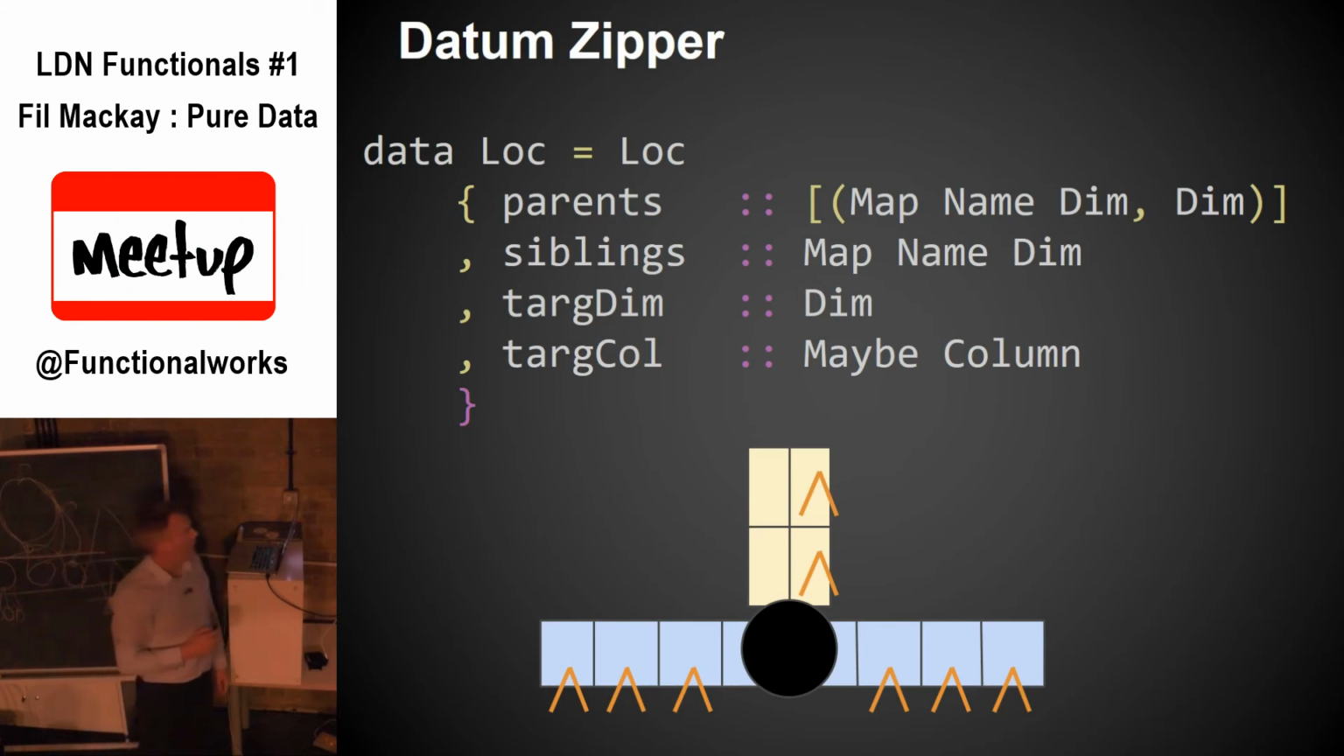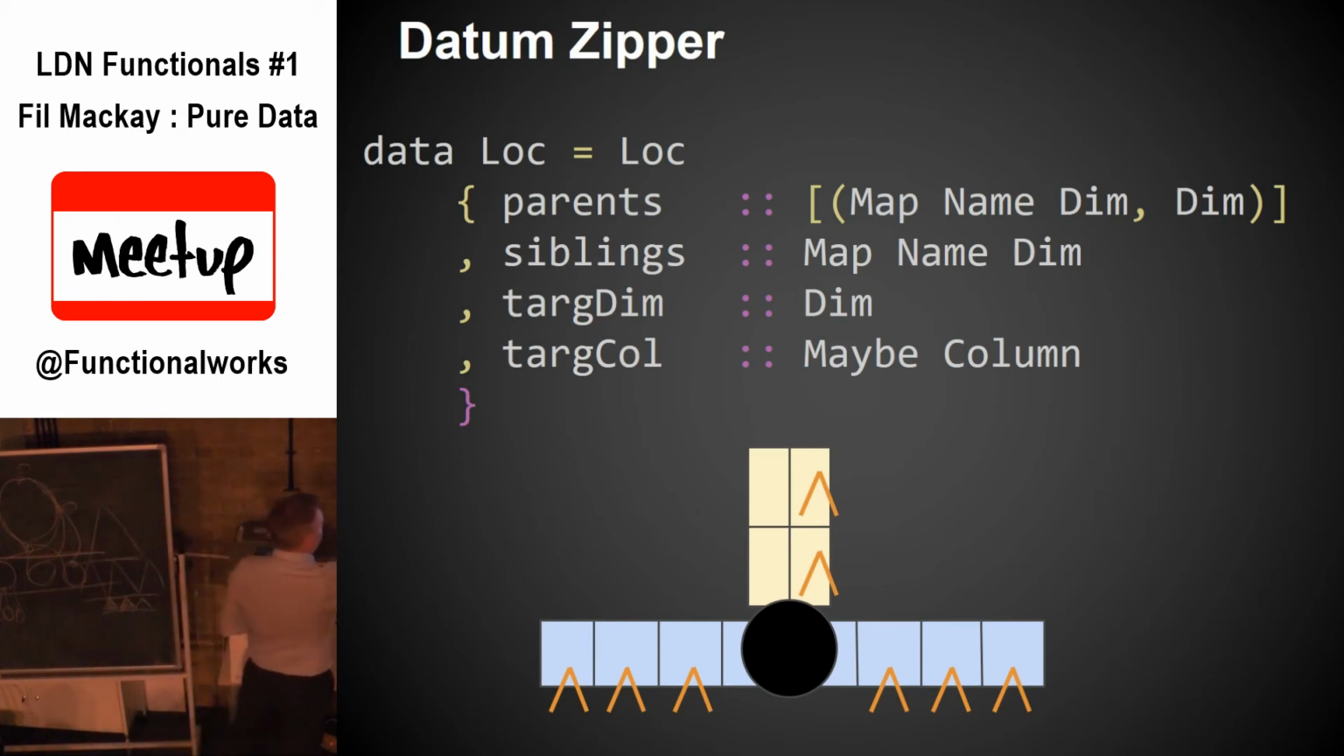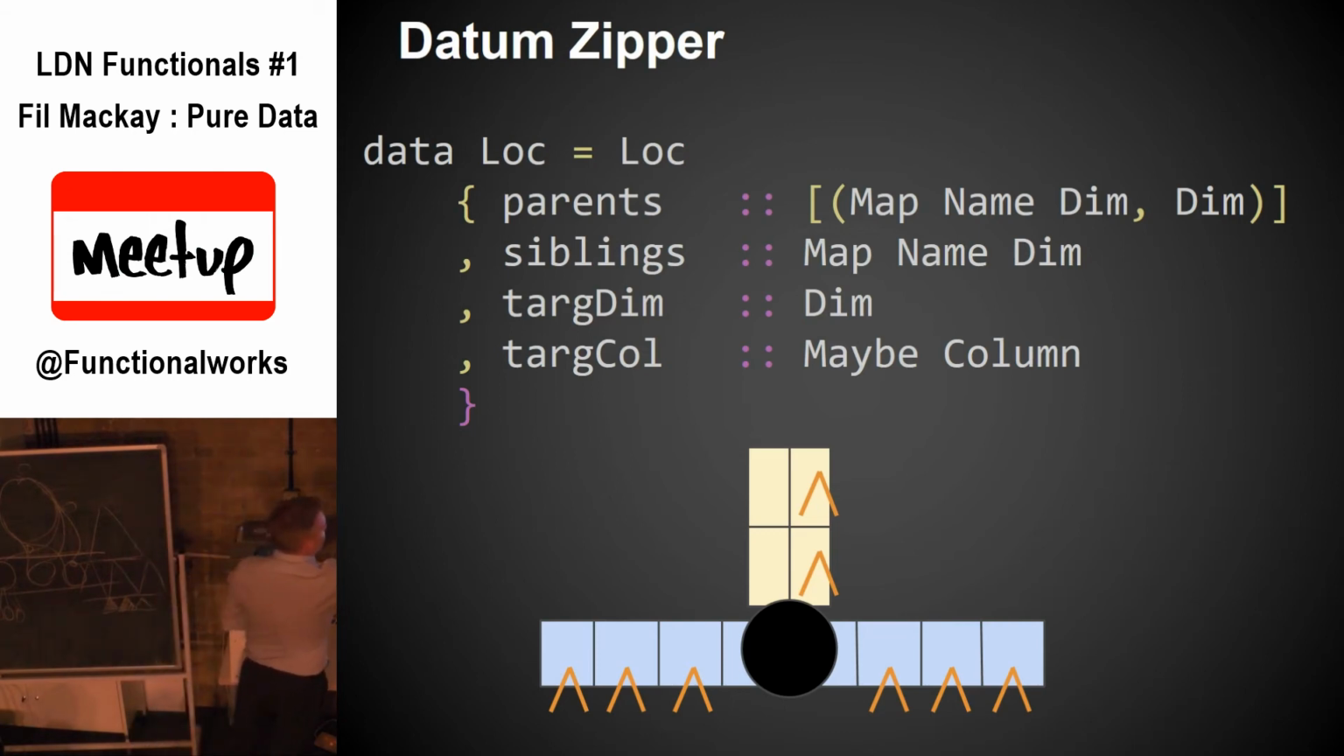I've called it lock for location to say, okay, this is a location in the Datum schema. It's got parent, siblings, a target dimension, and a target column. So the hole, the thing we're focusing on, the thing we've got the magnifying glass over, I'm referring to as the target here, the target dimension.